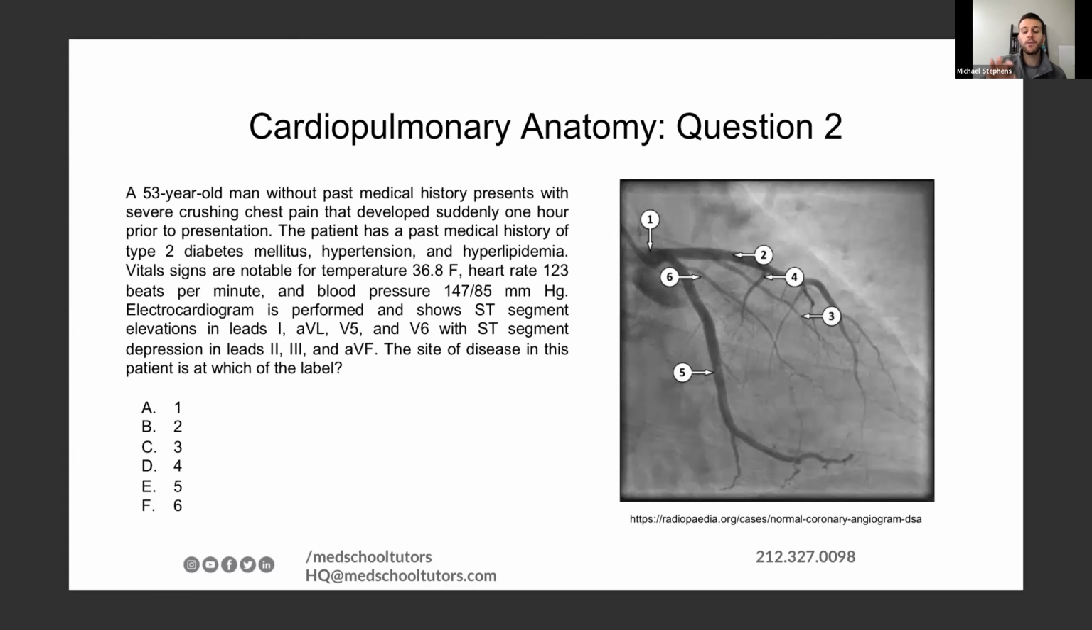And so 5, the way I think about it, is you're kind of looking at the heart from the side. You're seeing the LAD come down the anterior surface, and that's what you're seeing transversely going across.